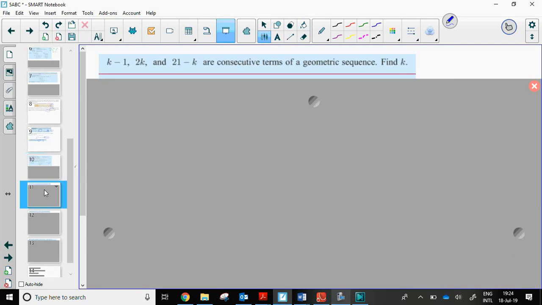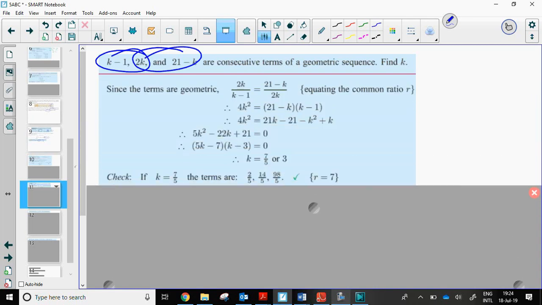Okay, this one again. So we got three terms. They're in a geometric sequence. So we're going to set the common ratios equal to each other. We'll take that quotient, set it equal to that quotient, and then we're going to solve for k.